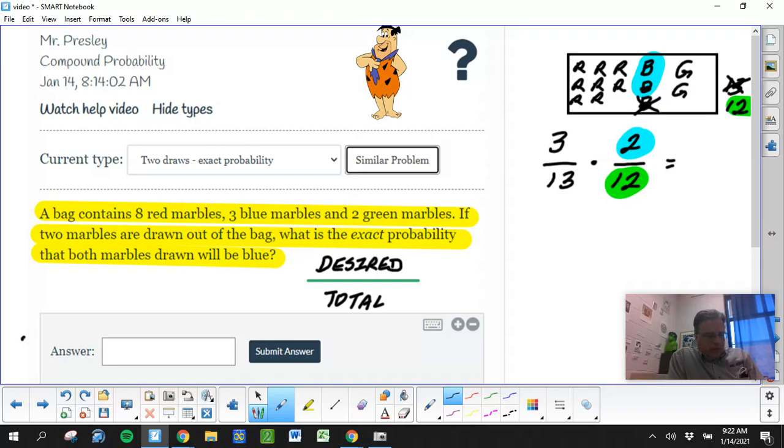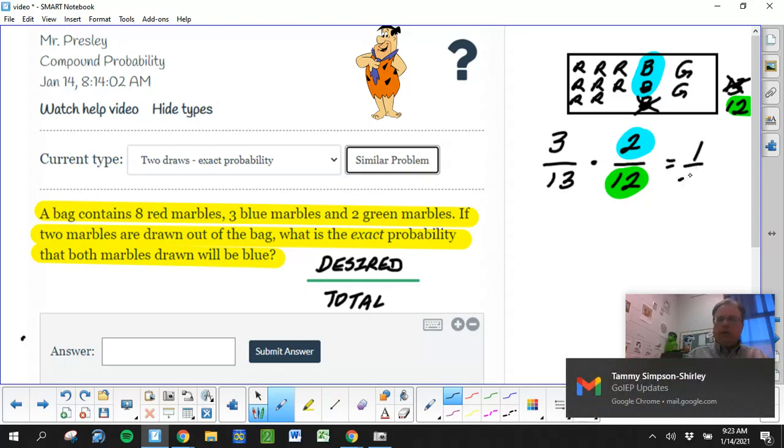scientific. And I think I messed up. I forgot to put times in between. All right, so I got 3/13 times 2/12, and I got 1 over 26 is my reduced answer.